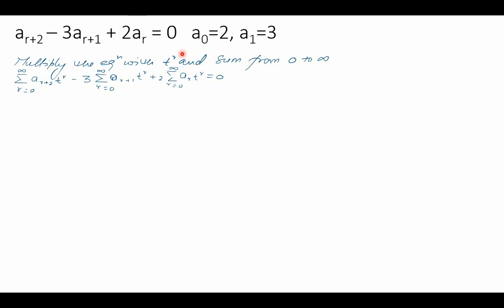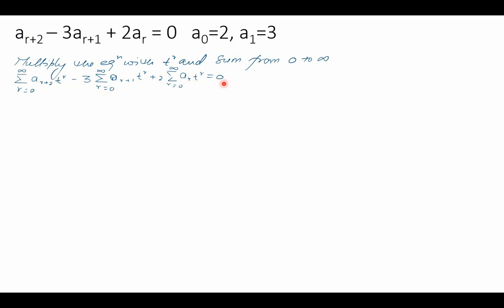My purpose is to make the smallest subscript a0. Why? Because a0 is the first initial term that is given to me. Keep this in mind. So the first step is we'll multiply the equation with t to the power r and sum it from 0 to infinity. I get summation of r is equal to 0 to infinity ar plus 2 t to the power r, minus 3 summation of r is equal to 0 to infinity ar plus 1 t to the power r, plus 2 into summation of r is equal to 0 to infinity ar t to the power r is equal to 0.